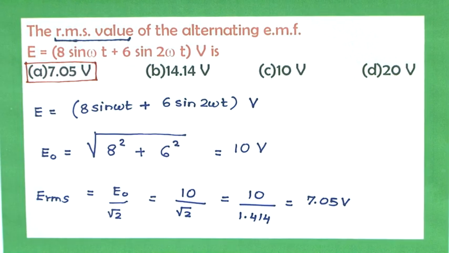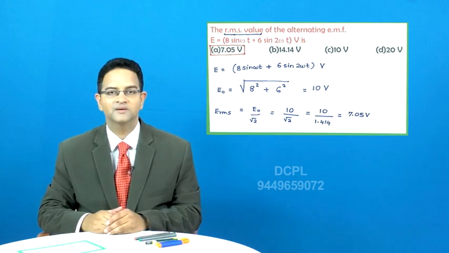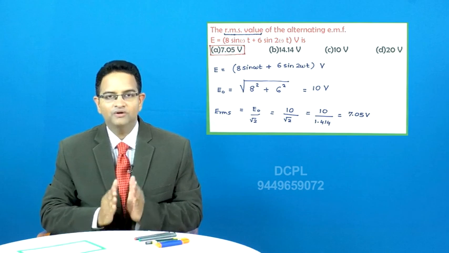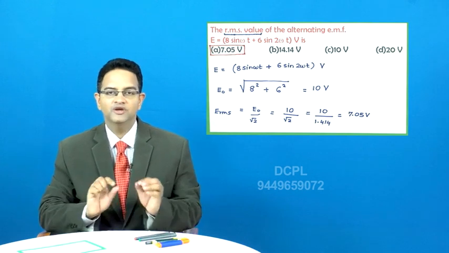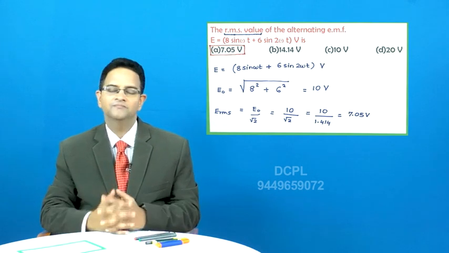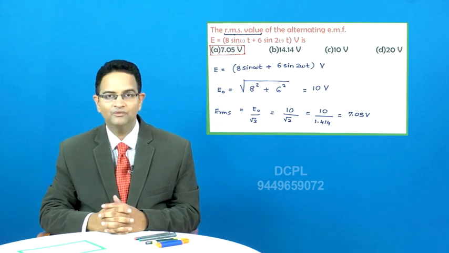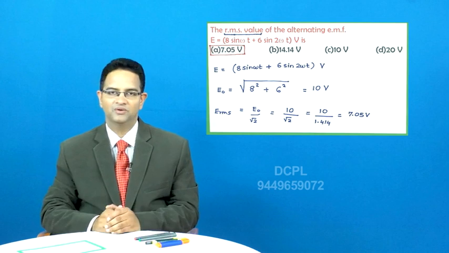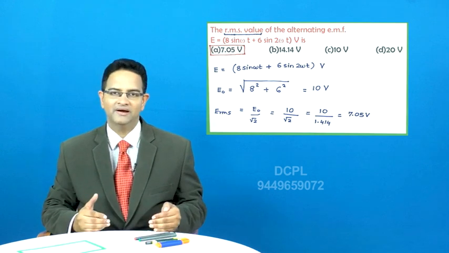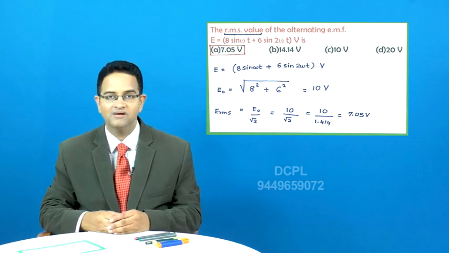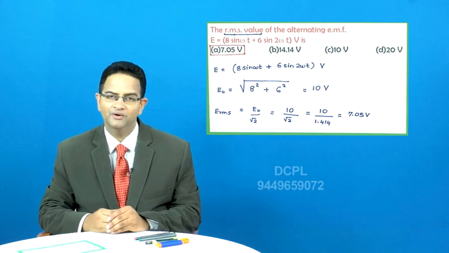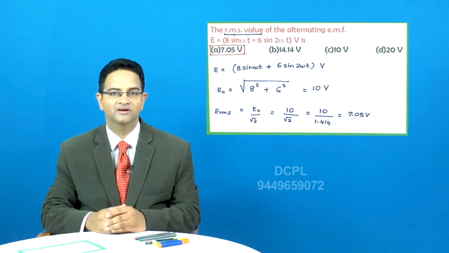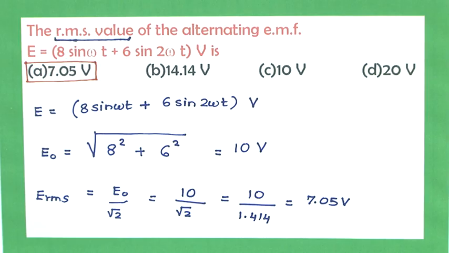I hope, dear students, you have been able to clearly understand how to solve this sum. If you are given V = V1 sin ω1t + V2 sin ω2t, then the peak value of the voltage is going to be root of V1² + V2². Once you find that, you can go ahead and find the RMS value by using the formula V_RMS = V₀ by root 2. I hope it is very clear to you, students, how to solve this particular question.